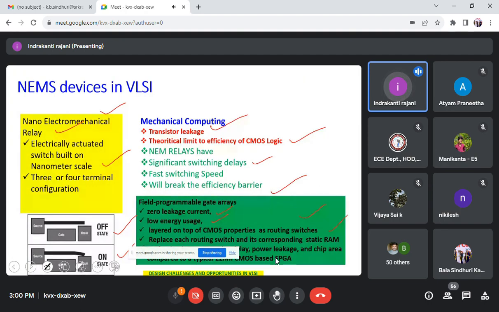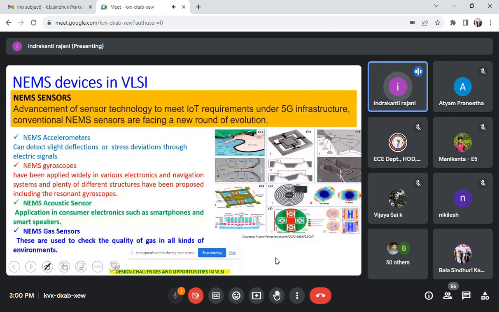So field programmable gate arrays are one of the devices that can be used in the integration of devices. The next important one is NEMS sensors. I think we are now going towards 5G technology and 5G infrastructures, and a lot of sensors are used, sensing technologies like pressure sensors, temperature sensors, face recognition sensors. Everywhere the sensors are used.